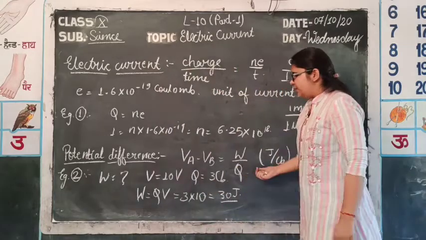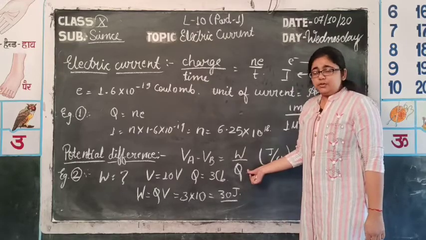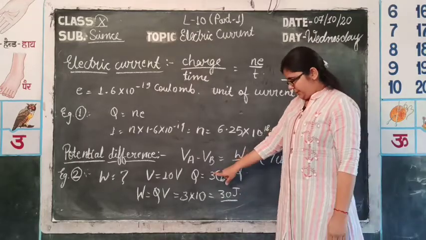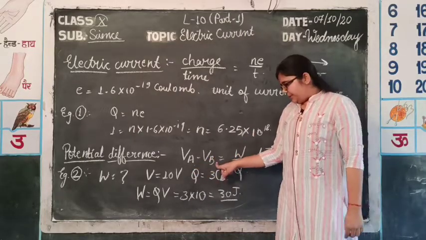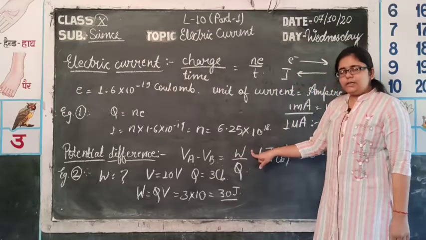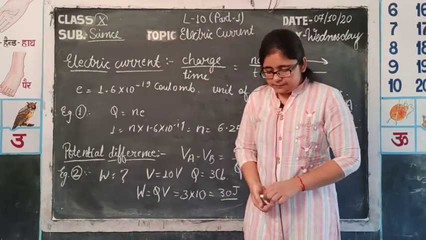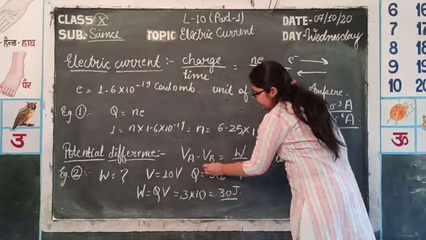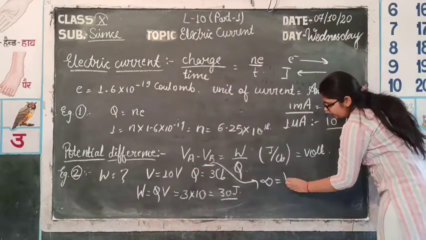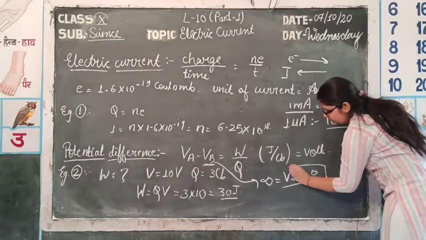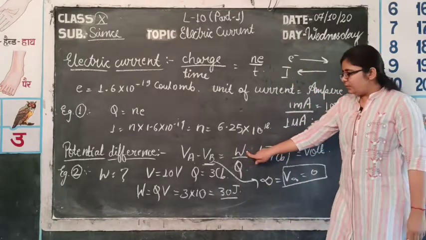So, by the definition, you can say that the work done in moving a unit charge from one point to another is the potential difference. So, VA minus VB, where A is one point and B is the other point, is W by Q, that is work done per unit charge. So, potential difference is work done per unit charge. If VB is taken to infinity, then the value of V infinity is equal to 0. So, by definition, the formula is VA minus VB is equal to W by Q.